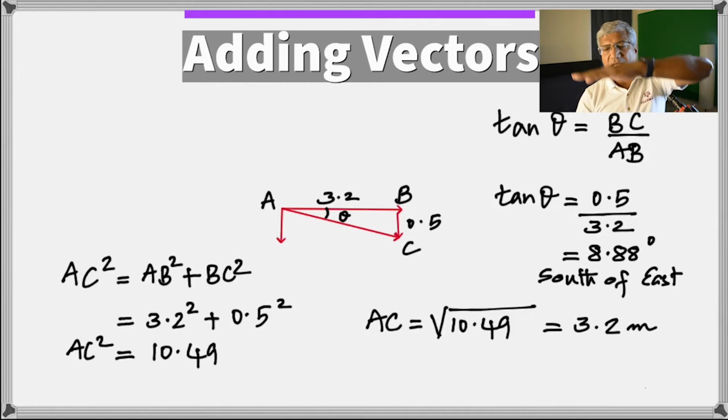And isn't the angle south of east? Yeah, that's the east, and it's making that angle to the south. From the east to the south. That's why it's 8.88 degrees south of east.